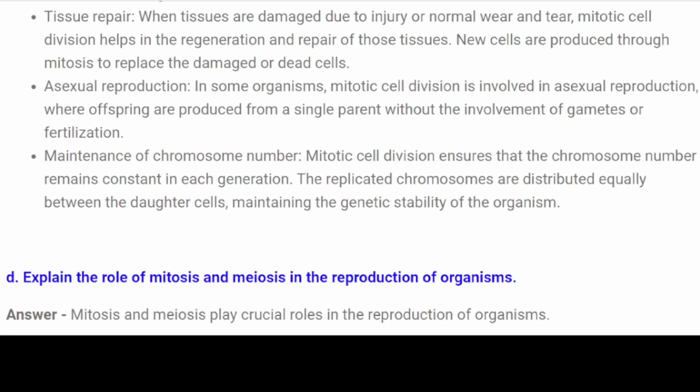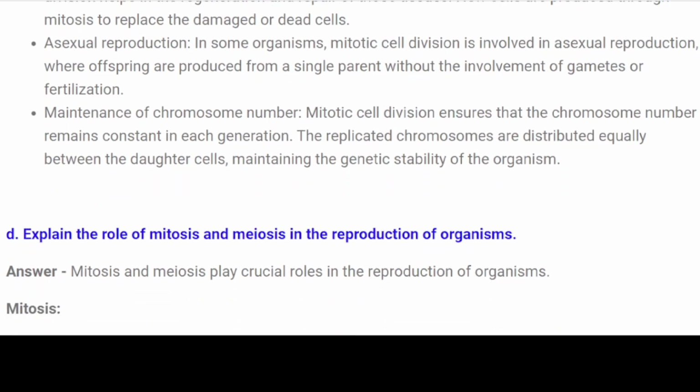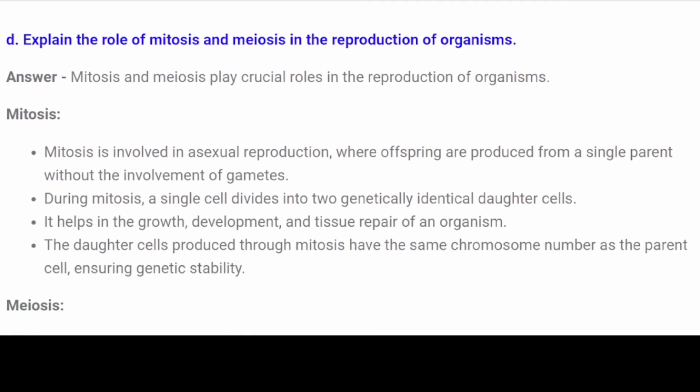D. Explain the role of mitosis and meiosis in the reproduction of organisms. Answer. Mitosis and meiosis play crucial roles in the reproduction of organisms. Mitosis. Mitosis is involved in asexual reproduction, where offspring are produced from a single parent without the involvement of gametes. During mitosis, a single cell divides into two genetically identical daughter cells. It helps in the growth, development, and tissue repair of an organism. The daughter cells produced through mitosis have the same chromosome number as the parent cell, ensuring genetic stability.